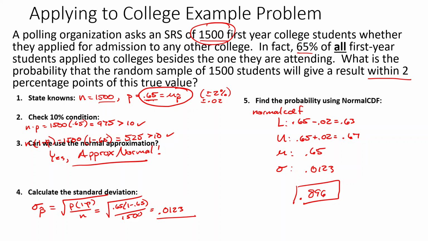So it looks like almost 90% of people applied to multiple colleges, which I suggest you guys do as well. Don't just apply to one school. Apply to both. Have a safety school and shoot high for one of them.